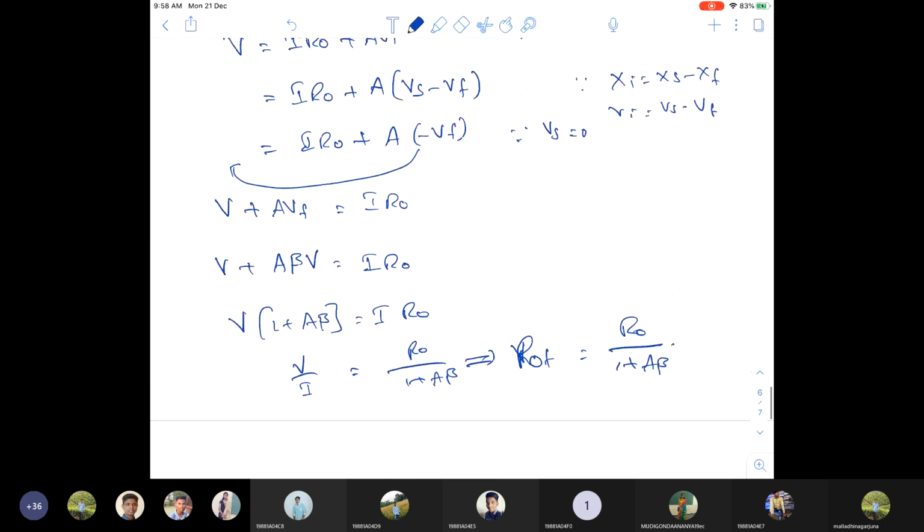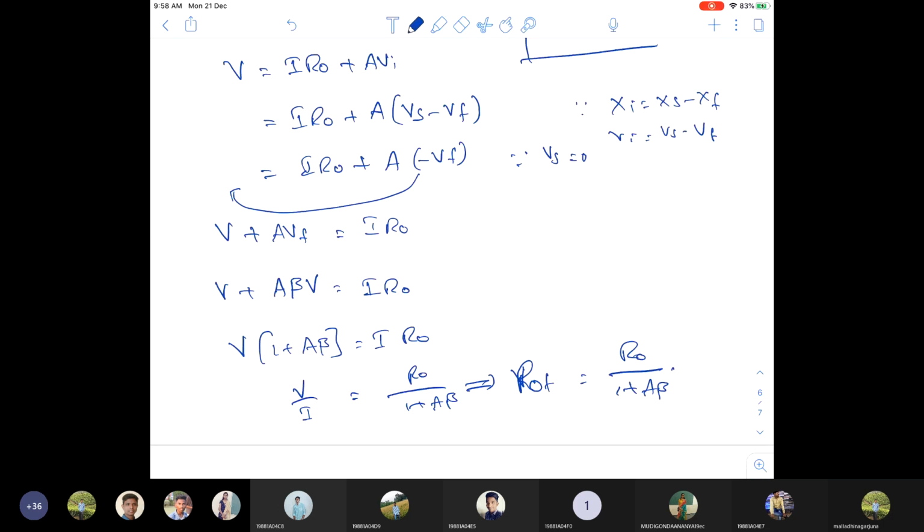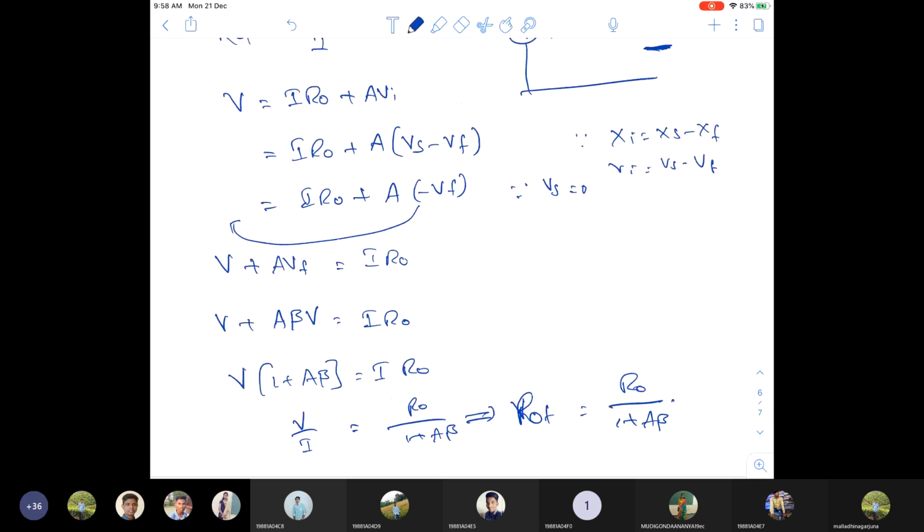Okay. So you keep one second, check it, and if you have any queries, ask me now. Remember one point: when you are calculating output impedance, the load resistance should be disconnected and the input signal should be kept constant. The input signal Vs should be 0.